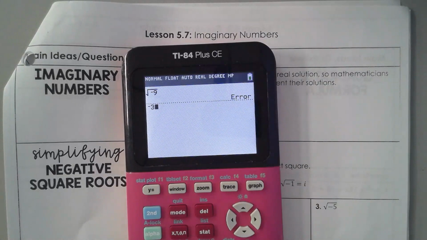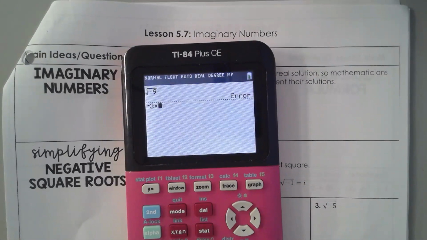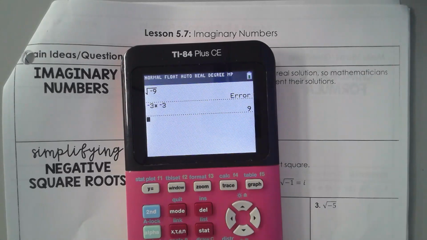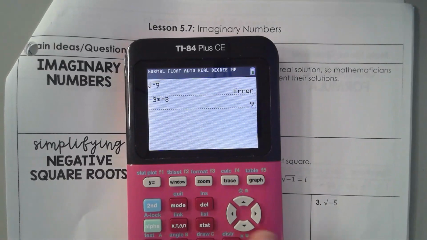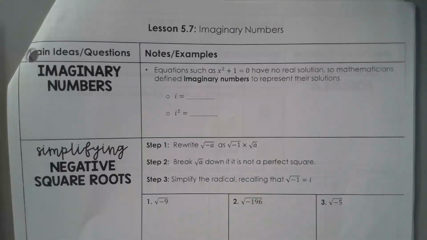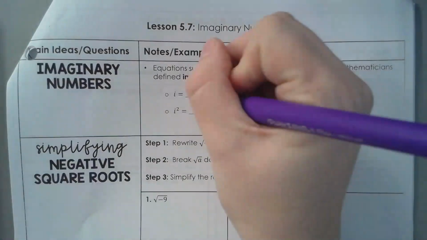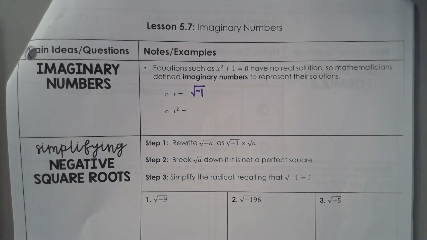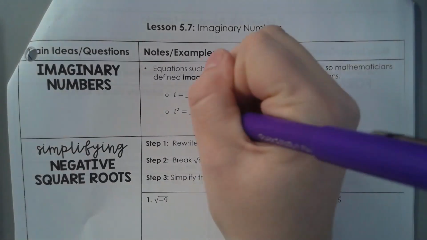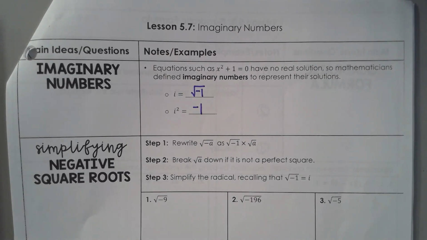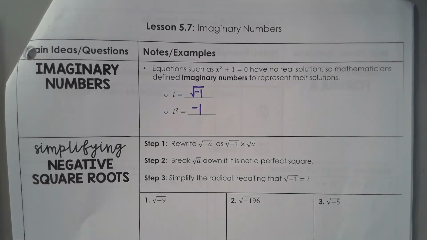Because I cannot multiply one number, a number times itself, and get a -9. -3 times -3 is still +9. So that's where imaginary numbers come in. A couple things that you need to know. You need to know that i is the square root of -1, and you need to know that i squared is -1. Two things that you just absolutely need to remember.